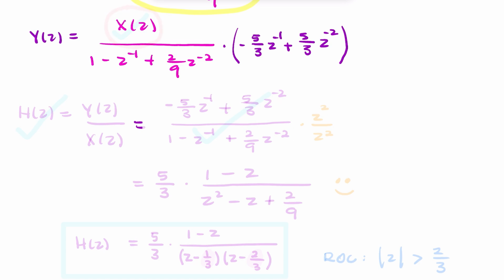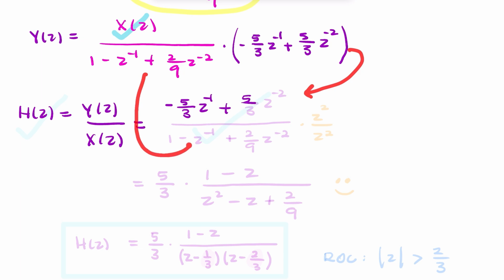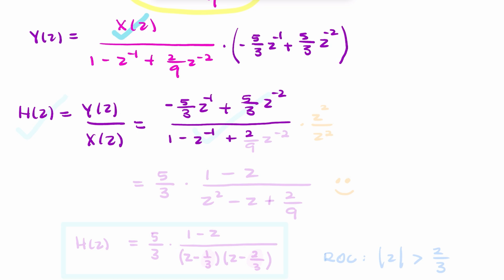No, sorry, I already have X of Z, so it's already multiplied by X of Z there. So I can now find the transfer function H of Z by dividing Y of Z by X of Z, and that simply gives me minus 5 over 3 Z to the minus 1 plus 5 over 3 Z to the minus 2, divided by 1 minus 1 plus 2 over 9 Z to the minus 2. So that is our transfer function.